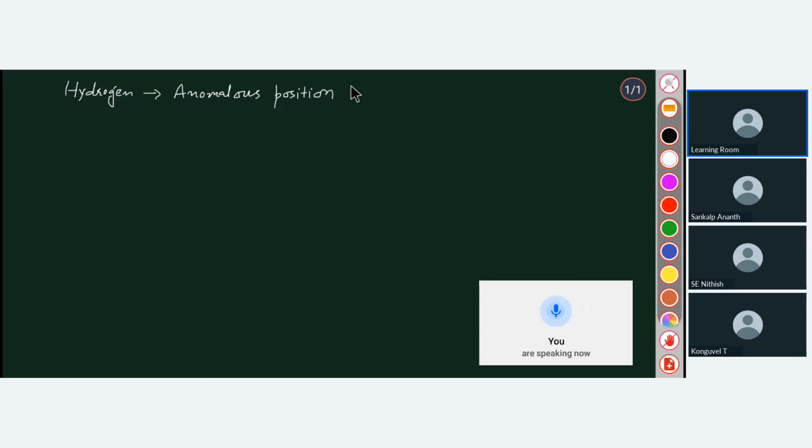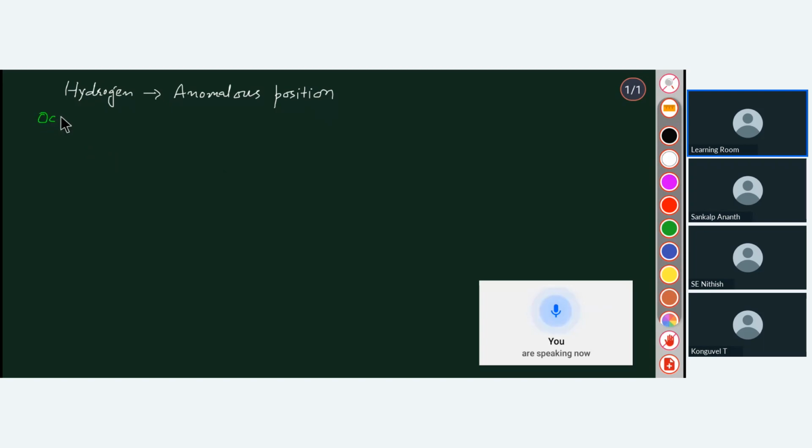So it is just placed at the top of the periodic table. It has some properties which are quite different from the alkali metals, the group first elements, and similarly it has some properties resembling the halogens, the group 17 elements. So neither can we place hydrogen with the alkali metals, nor with group 17. That is why it is studied separately, and why we have a complete unit, the chapter on hydrogen. So let's first see the various sources and the occurrence.